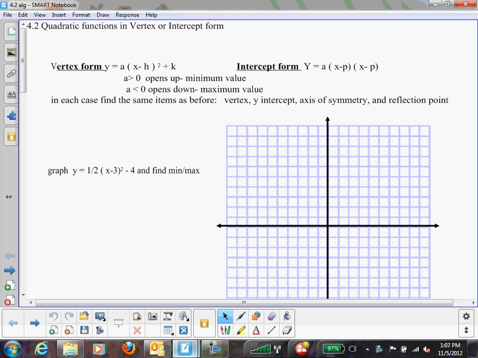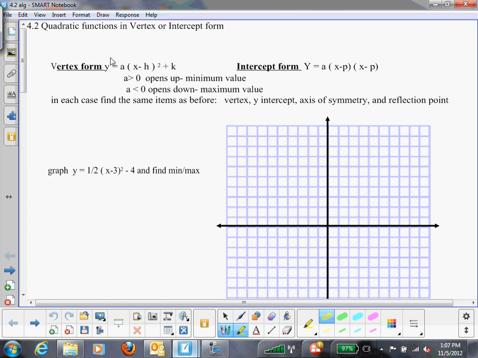Today we're going to do another set of problems. It's going to be kind of similar. It's just the format's going to be given to you in a different way, the equation. If I give you it in this form, this is called vertex form.